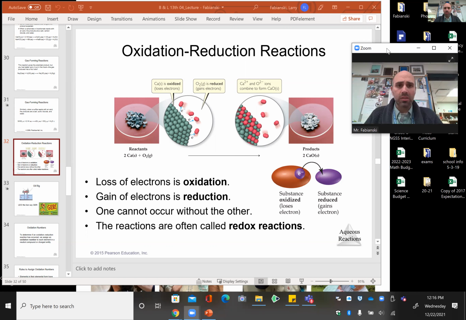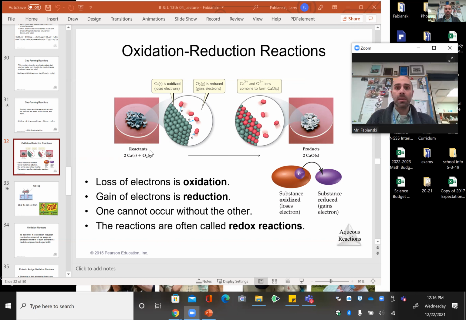So oxidation reduction reactions. Oxidation is a loss of electrons. Reduction is a gain of electrons. One cannot occur without the other. They go hand in hand. We call these oxidation reduction reactions, or for short, if you're reading, a redox reaction. Reduction, oxidation, redox reaction. So it's rusting, right? Oxidation is rusting, but there needs to be some reduction going on too, because they do go hand in hand.